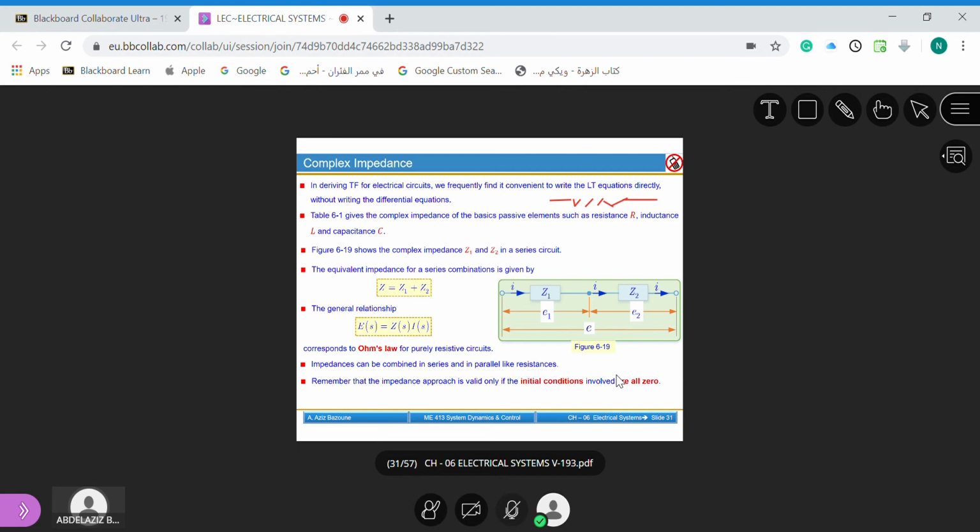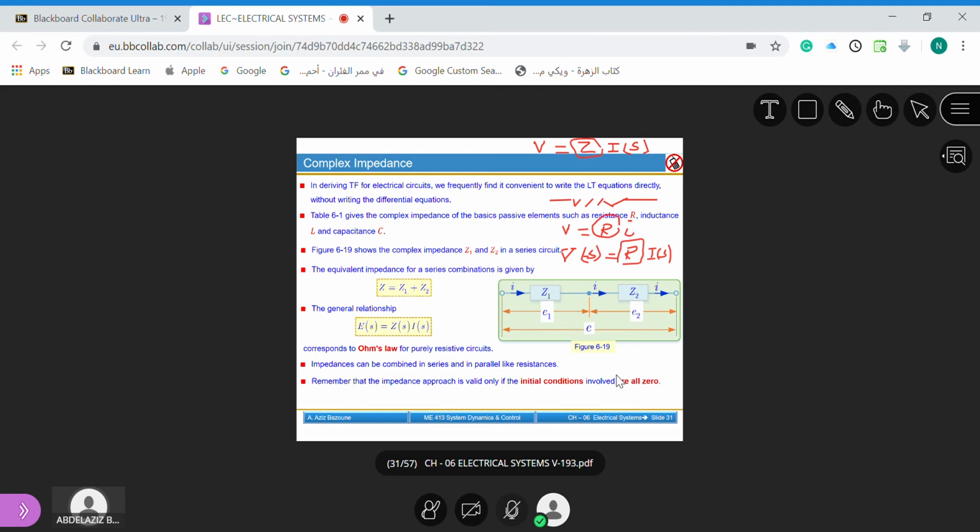V is equal to Ri in the time domain. If we take the Laplace transform of both sides, it turns out to be V of S is equal to R times I of S. This we call impedance, and we substitute it by Z. So V in the S domain will be equal to Z times I of S. So we can see that R is equal to Z.